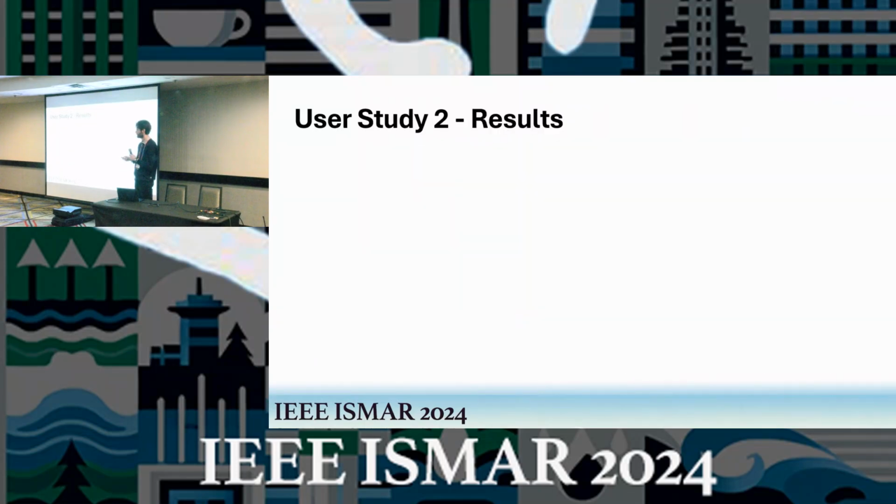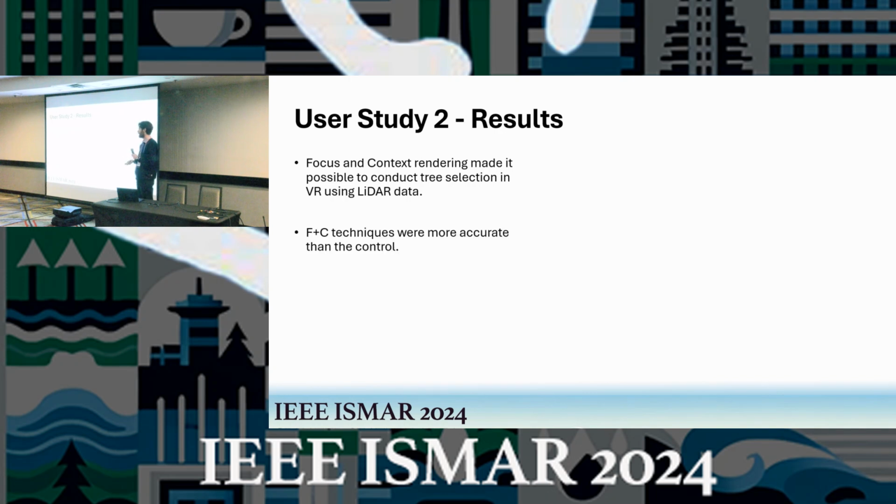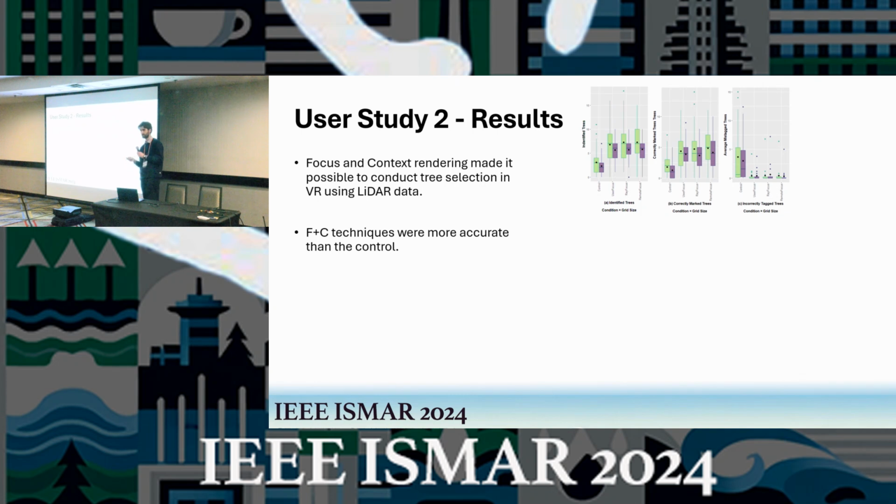We ran 24 participants using the same setup described in the previous study, and what we found is that focus and context rendering made it possible to do effective tree selection using virtual reality and LiDAR data. Specifically, the focus and context techniques were more accurate than the control. Users identified more double leaders, correctly marked more double leaders, that is, as individuals or clusters, incorrectly marked fewer double leaders, and had an overall higher accuracy ratio with any of the techniques than with the control, with no particular technique emerging as being best overall, so we had no interaction effect.